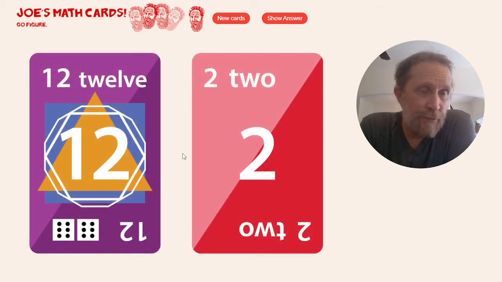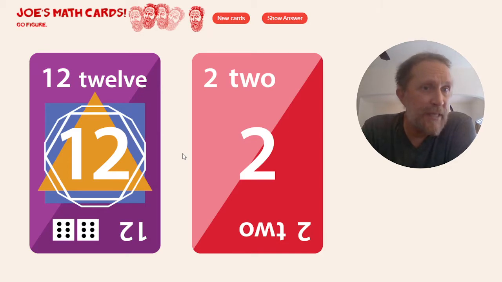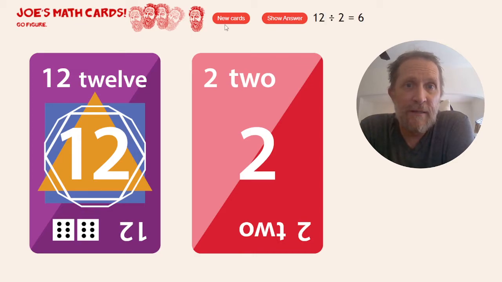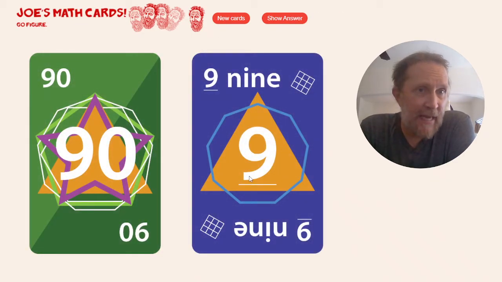12 divided by 2. Dividing a number by 2 is just the same as cutting it in half. So dividing by 2 means that you're cutting in half, just like multiplying by 2 means that you're doubling. So 12 divided by 2 is 6. And of course that makes sense because 6 times 2 equals 12, right? So there's our answer.